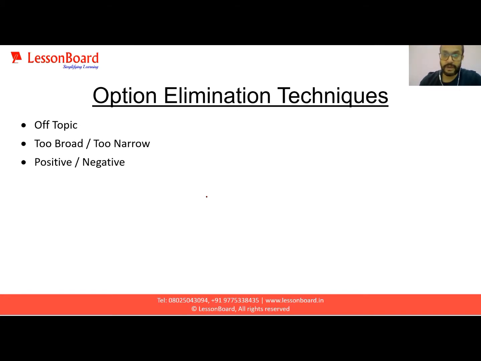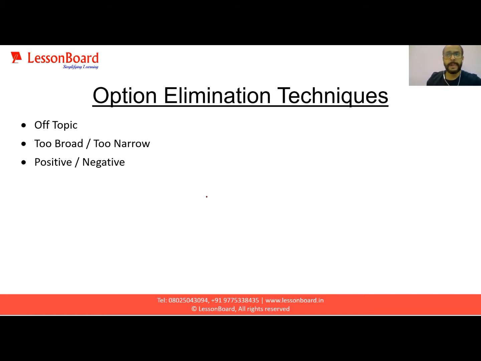Positive, negative. Now, when I say positive, negative, when we read the passage, we understand exactly what the attitude of the author is towards that topic. If the author has a very, very positive attitude towards the topic, then the answer option can never be negative. Or if the attitude of the author is negative, then the answer option can never be positive.